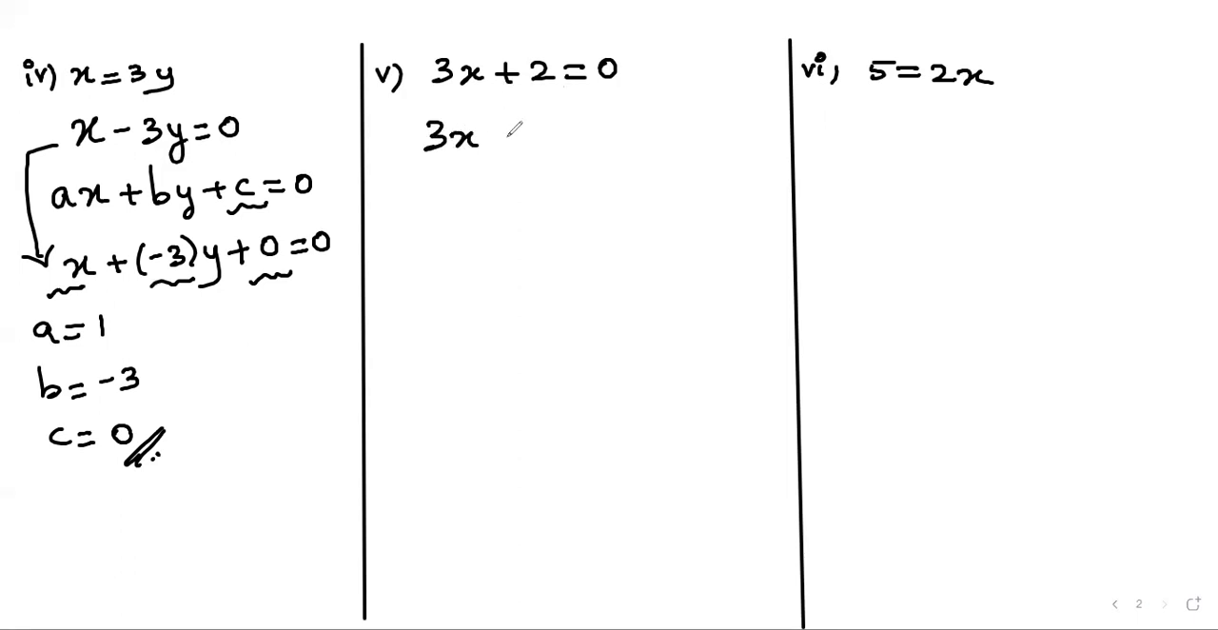So now here, 3x. What is y? There is no y given. So can you write like this? 3x plus 0y plus 2 equals 0. Am I clear? So now compare with the equation. What is a? Say along with me. What is a?